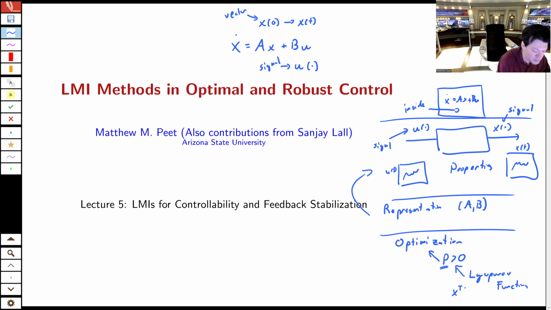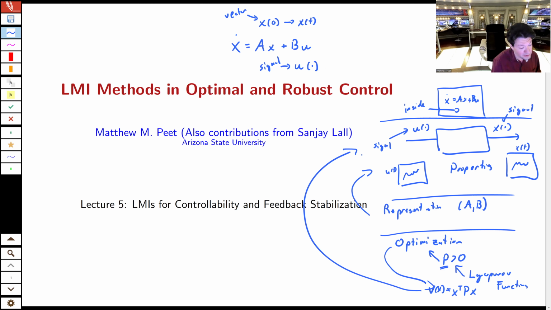X transpose PX. Right. So we'll take this optimization problem and interpret it in terms of the search for a Lyapunov function. And these Lyapunov functions, as we argued, will tell us properties of the system itself. Now, where does that leave this representation, A and B?